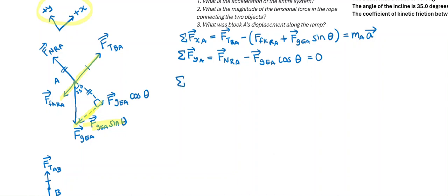And then for object B, there's only force in the y direction here, so it's just going to be the gravity minus tension because it's accelerating downwards. And this is going to be mass of B times acceleration. Okay, so once again, this equation is going to be neglected for now, unfortunately. And we're just going to look at equation 1 and 2.